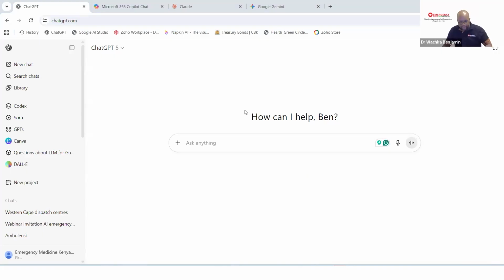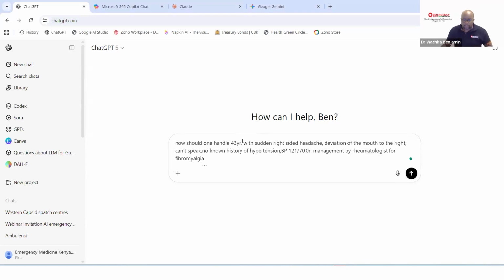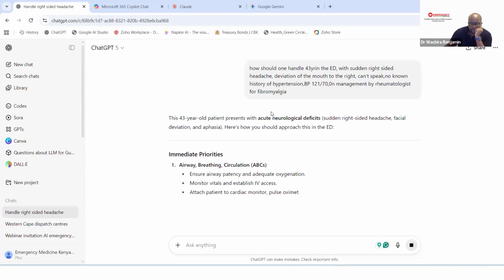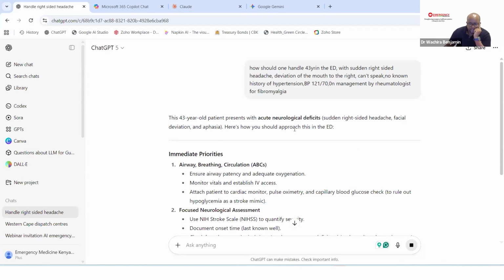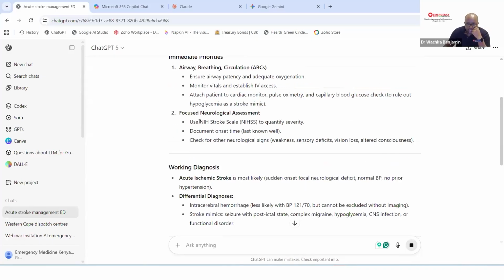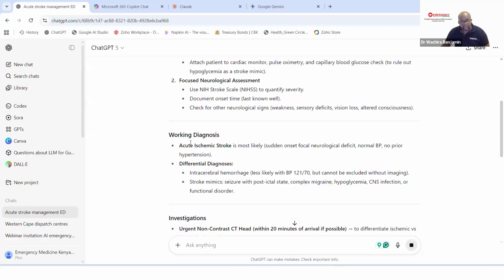Let's see. Irene Odipo, let's take your patient. Okay, so new case. How should one handle a sudden right-sided headache, deviation of the mouth to the right, can't speak, no history of hypertension, in the ED? So it's a 43-year-old patient presenting with acute neurological deficit, headache, aphasia. Right. So ABCs, the usual. Connect to monitor, check glucose, of course. Use the NIHSS stroke scale to quantify severity, document onset. So your working diagnosis is a stroke, okay?